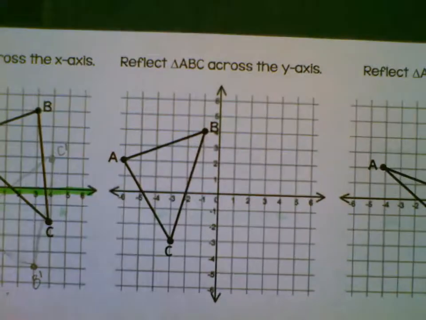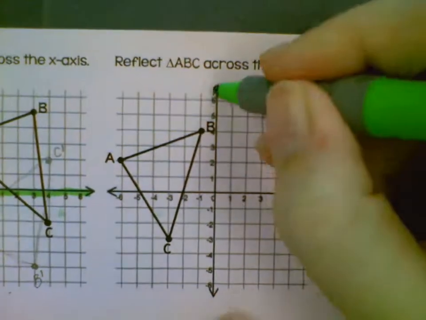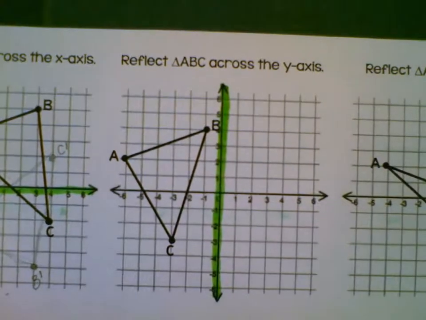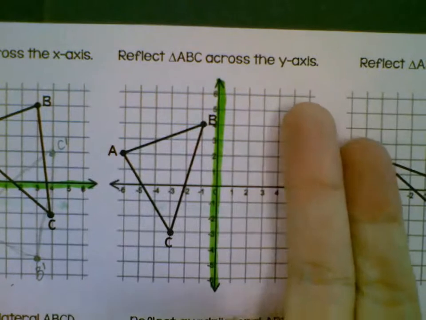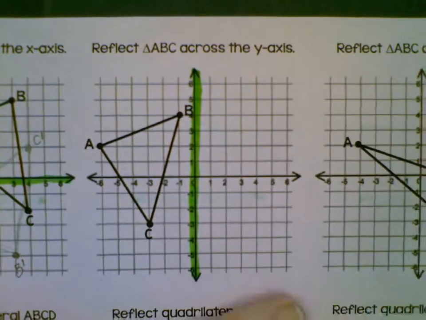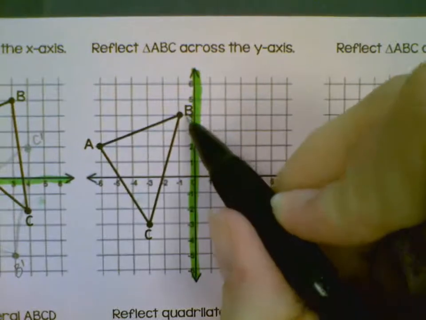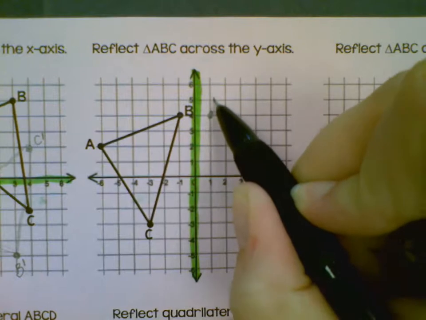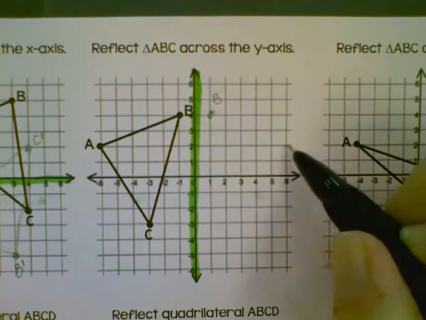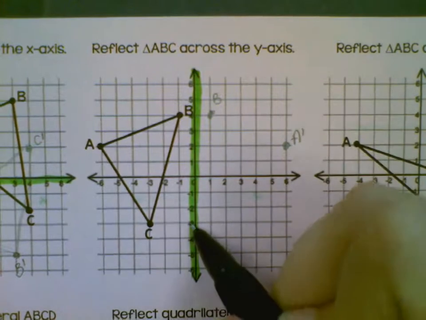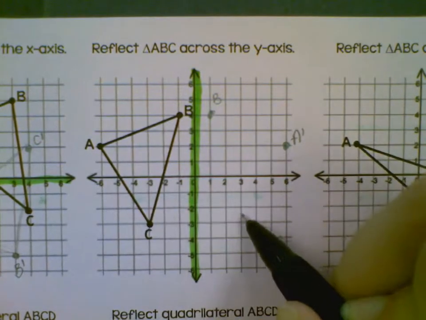Okay, so let's go up here. This time we're reflecting across the y-axis. So that is this line right here, the vertical one. So we're flipping it from this side over to that side. So same idea. We're going to count how many points we are away, but this time it's going to be a horizontal change. So we're 1 and 1. This one's 6, so we'd be 6. 3, 3.